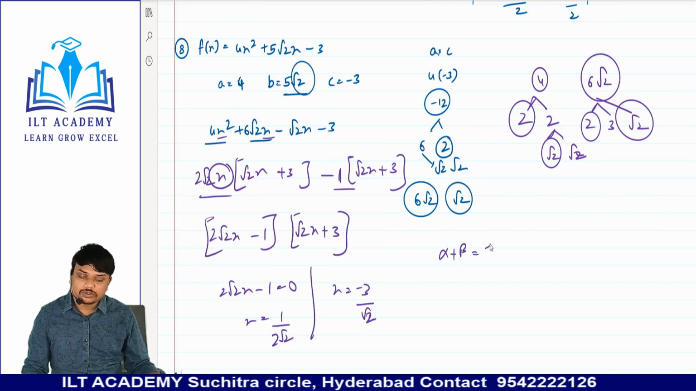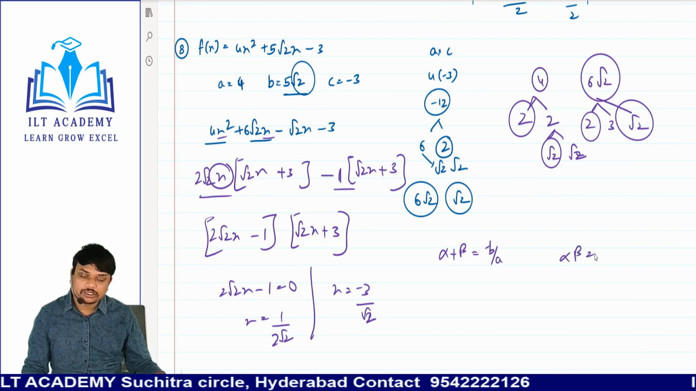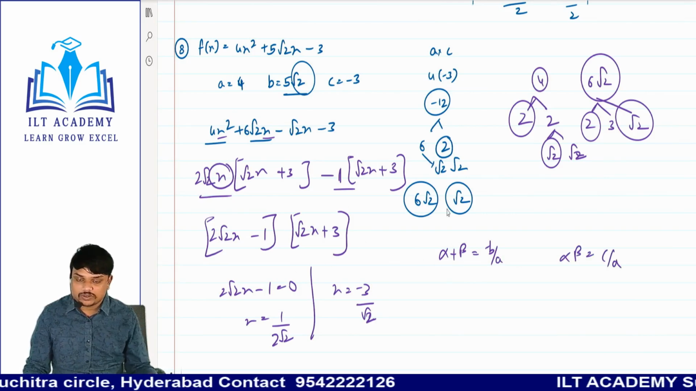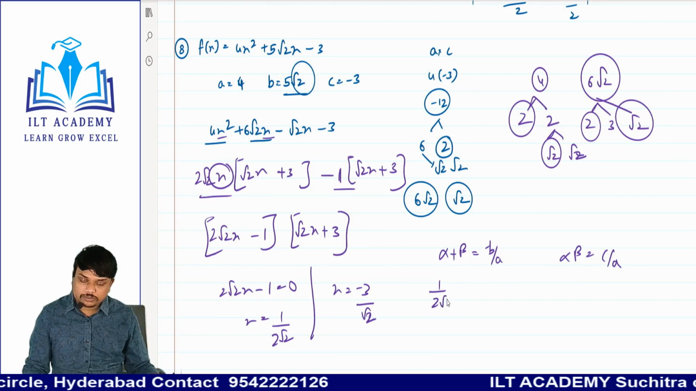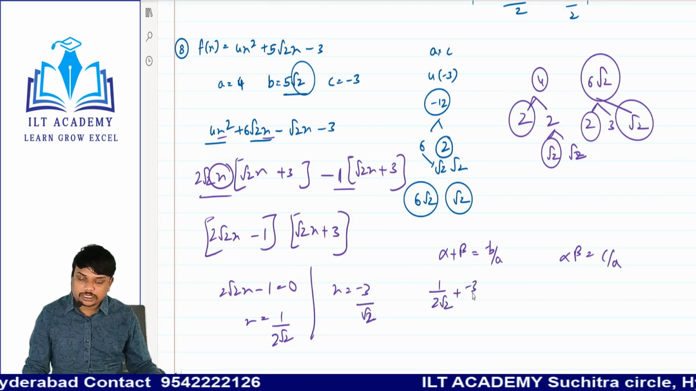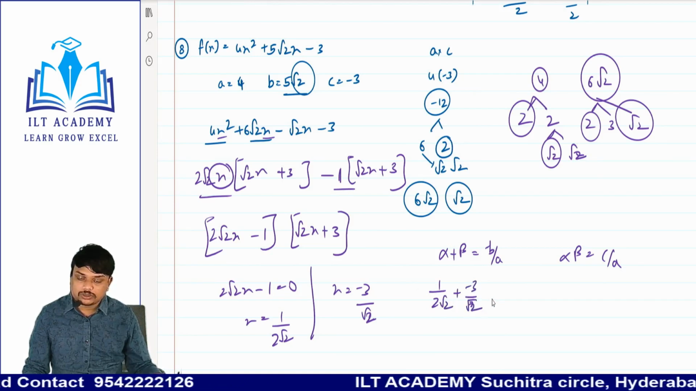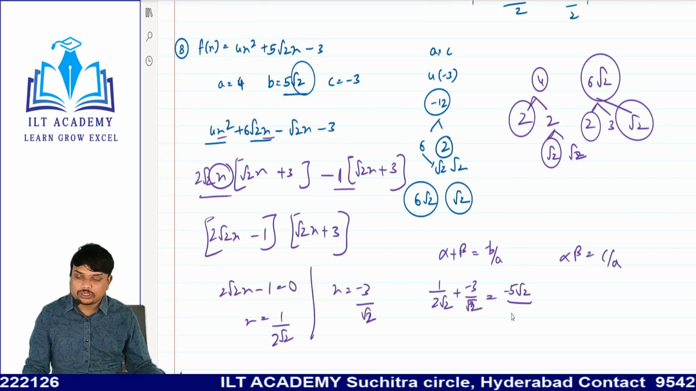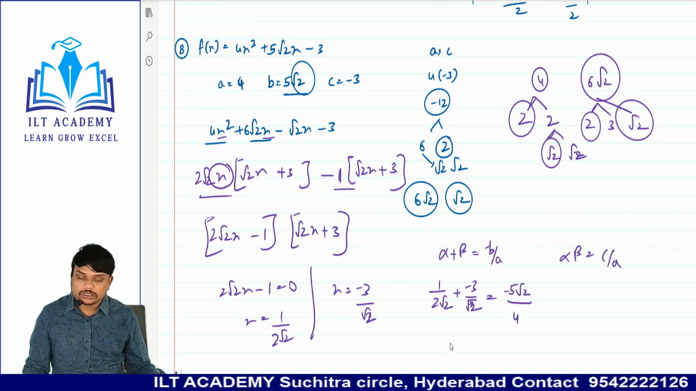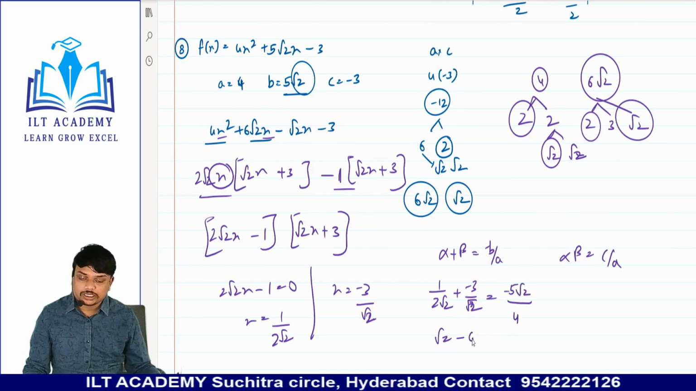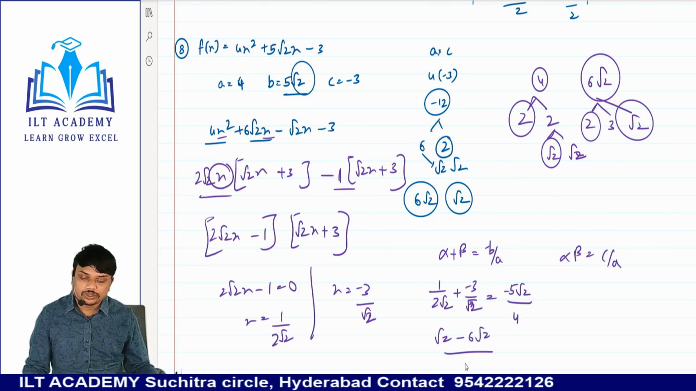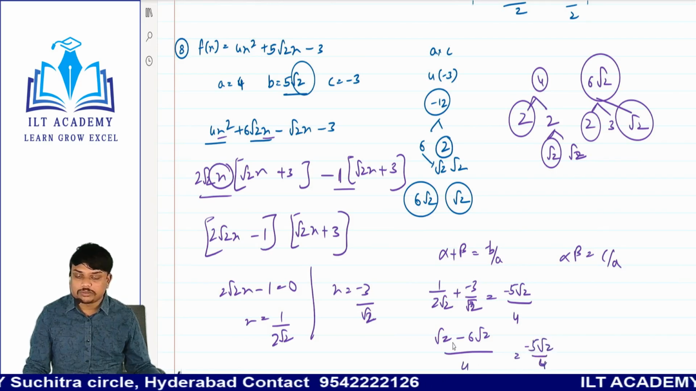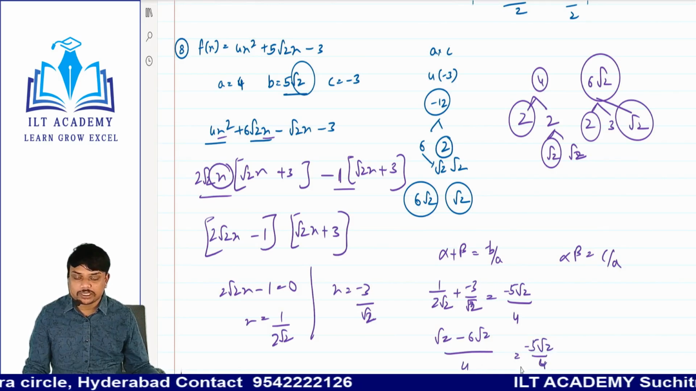Alpha plus beta is equal to minus b by a. So alpha is what? 1 by 2 root 2. Beta is what? Minus 3 by under root 2. Equal to minus b by a values. Here also you can multiply and divide by root 2, into root 2 by 4, equal to minus 5 root 2 upon 4. Same ही हो जाता, root 2 minus 6 root 2 is again what, minus 5 root 2 by 4.